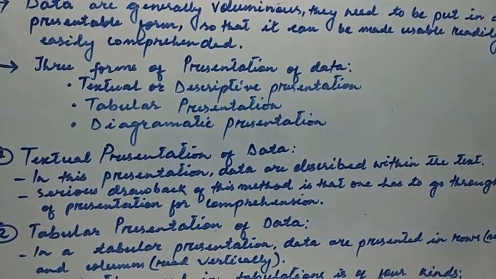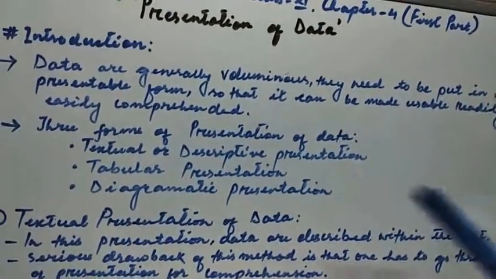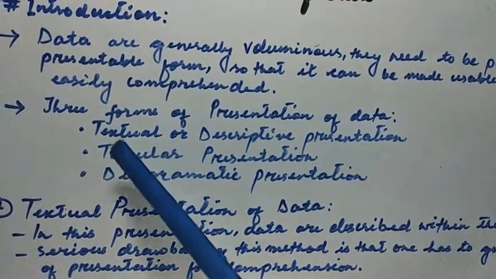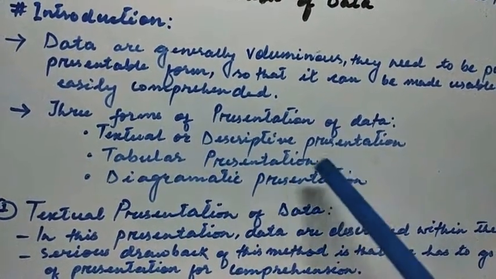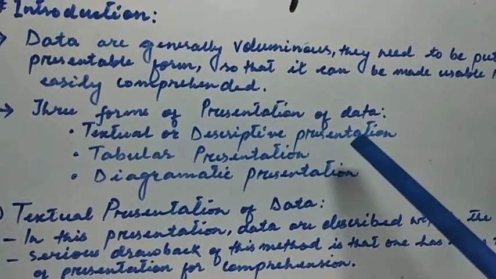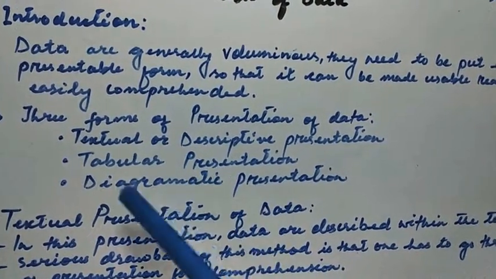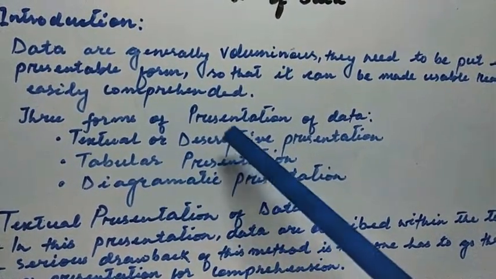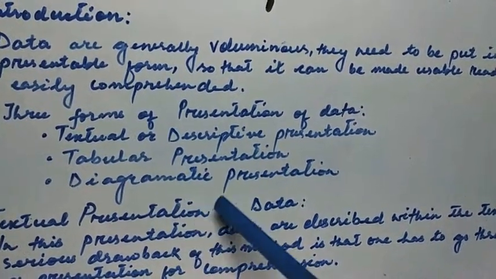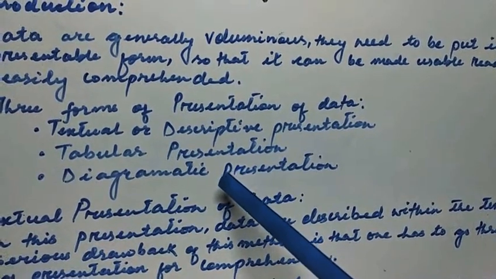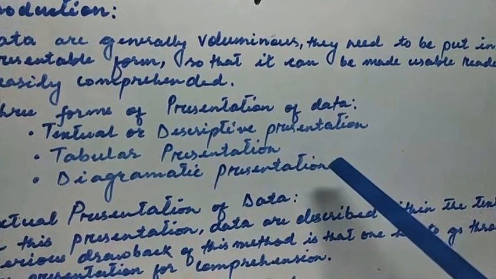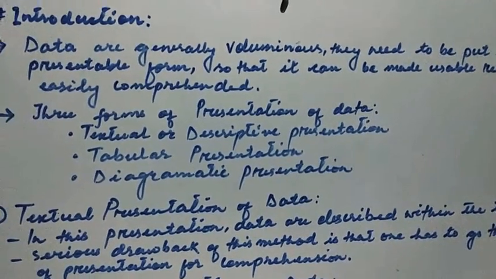So there are generally three forms of presentation of data. Number one is textual or descriptive presentation. Second is tabular presentation, and third is diagrammatic presentation. In textual or descriptive presentation, you will not use any tables or diagrams. In tabular presentation, you will present the data in a table. And in diagrammatic presentation, you will represent the data through various diagrams, maybe through a graph, a pie diagram, frequency diagrams, and all those things.